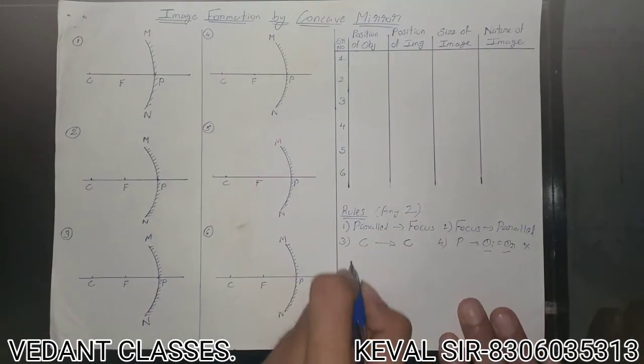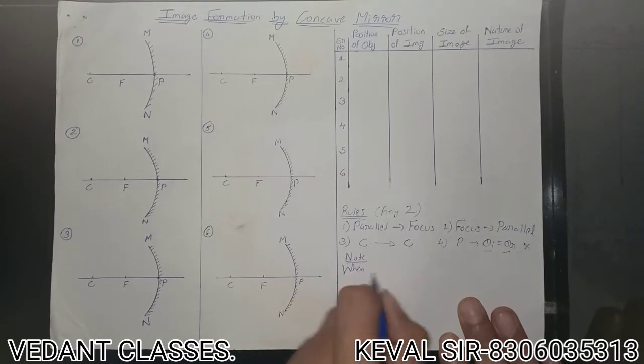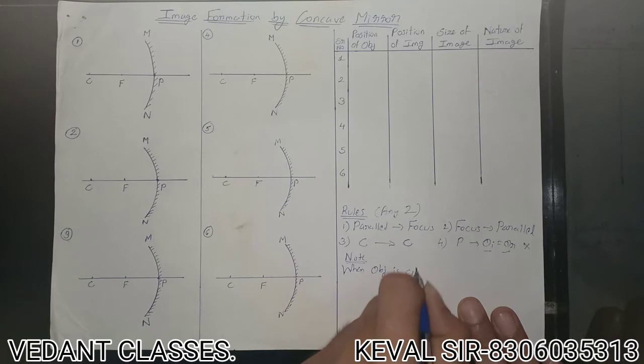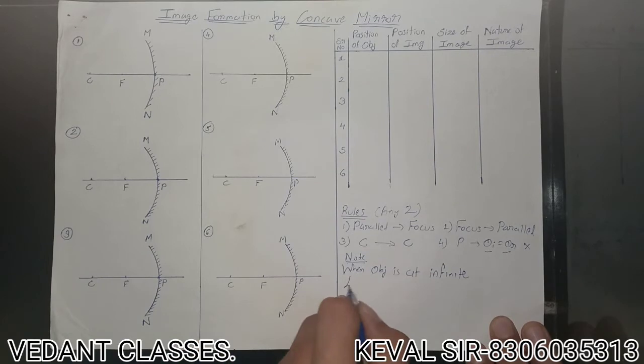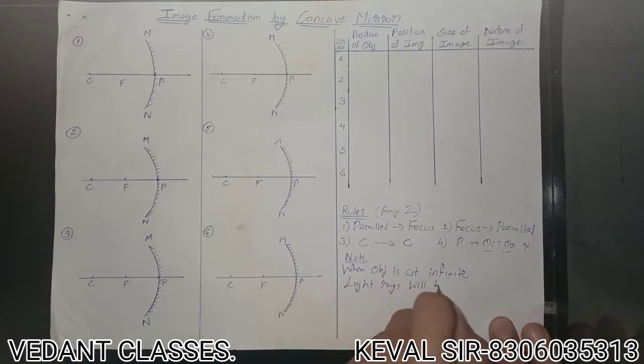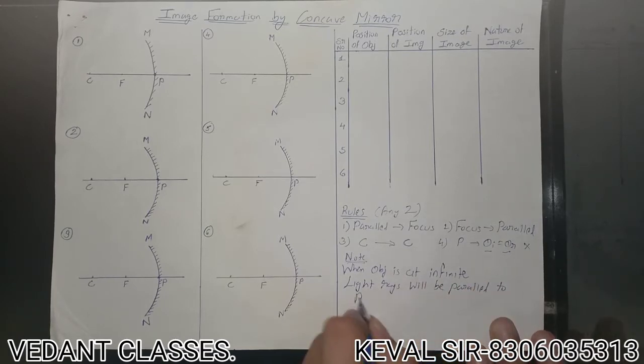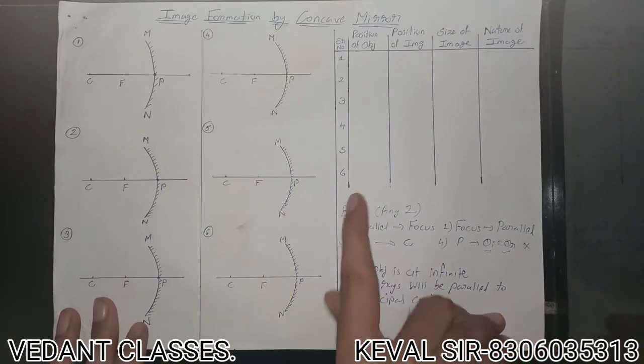Now note one thing: when the object is located at infinity, light rays will be parallel to the principal axis. Whenever the object is at infinity, you need to consider the incident light rays parallel to the principal axis. So let's start with the first one.